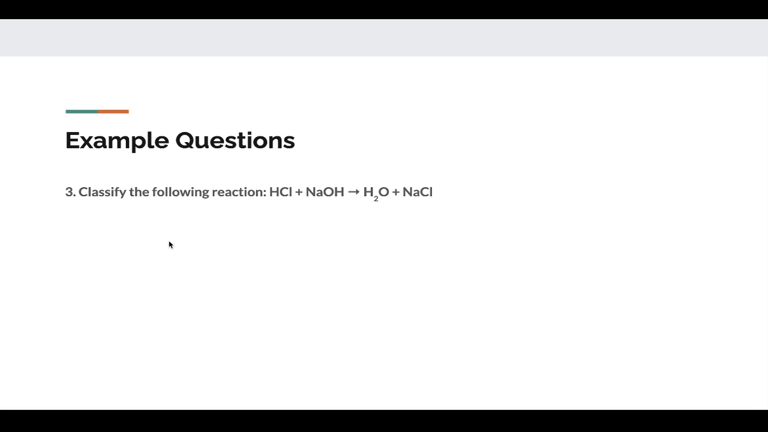So let's move on. We have HCl plus NaOH yields H2O plus NaCl. This one would be a double replacement. So we have AB plus CD, which gives us AD plus CB. As you can see, the HCl breaks apart, and the H bonds with the OH, which gives us H2O. So there's two H's and one O. And then the Cl bonds with the Na, so it becomes NaCl.